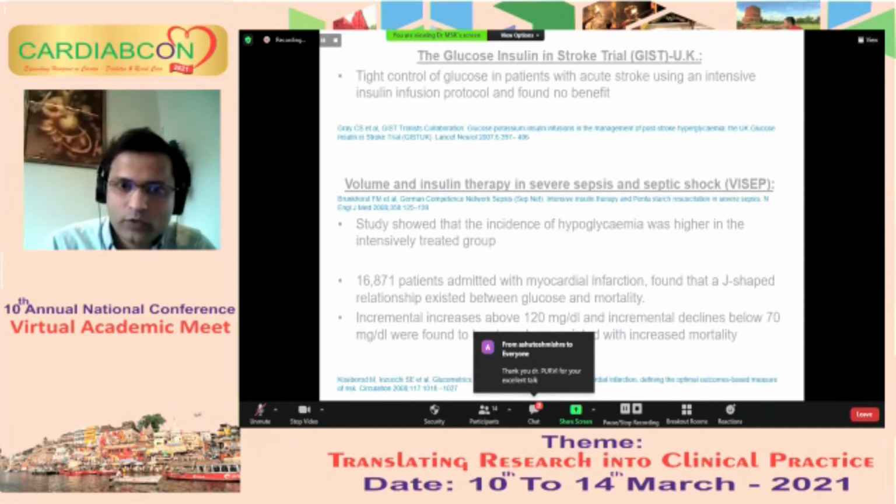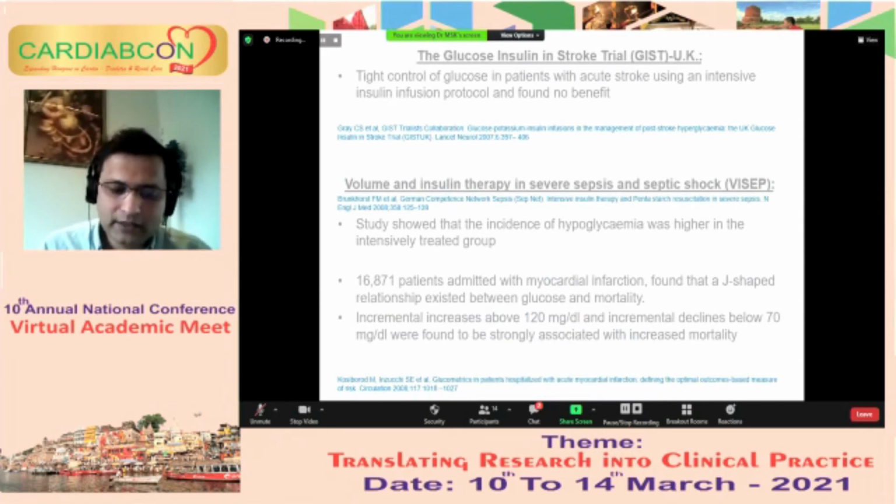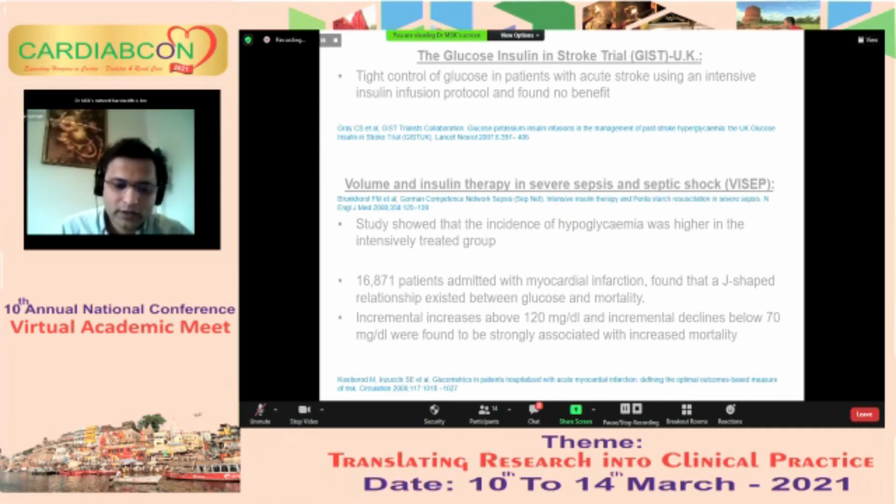Now, what do we learn from outside the cardiovascular system? If you look at another study, this was carried out in stroke patients, where they achieved tight control of the blood glucose. Again, we couldn't establish any clear benefit in these populations.